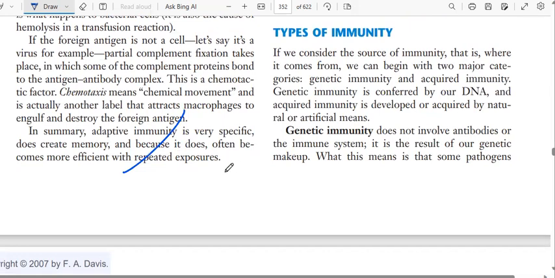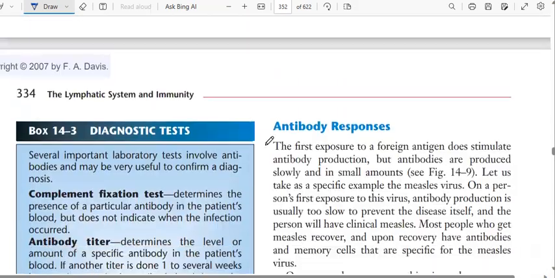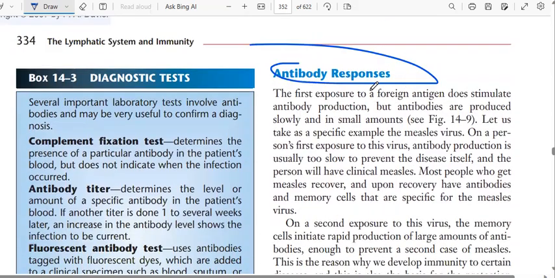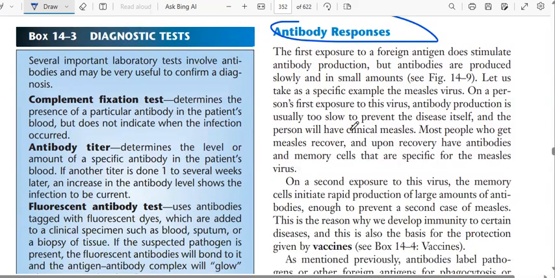Adaptive immunity is very specific, and it has memory. It will repeat and protect whenever exposure happens. This is very important. Next is the antibody response. Antigen does stimulate antibody production, but antibodies are produced slowly and in small amounts. So here, antibodies will not be produced rapidly, they will be produced very slowly.